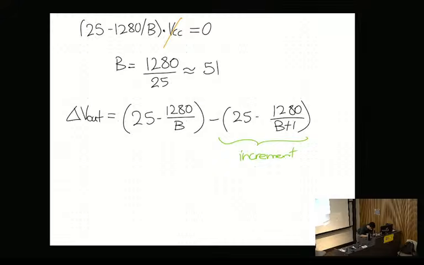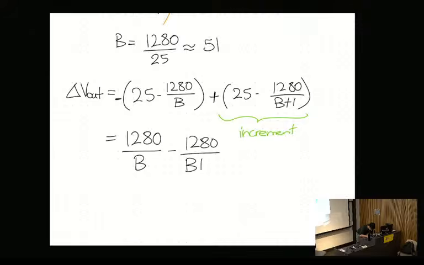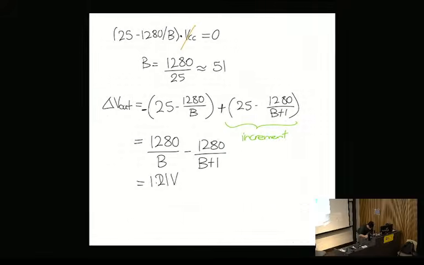It doesn't really matter, but to give us a positive number, this should be negative and positive. Doesn't really matter because the absolute value is what's important. And so then when you rearrange this, 25 cancels out and you're left with minus 1280 on B plus 1. When we sub in our number, which we just found for B equals 51, we get 1.21 volts.